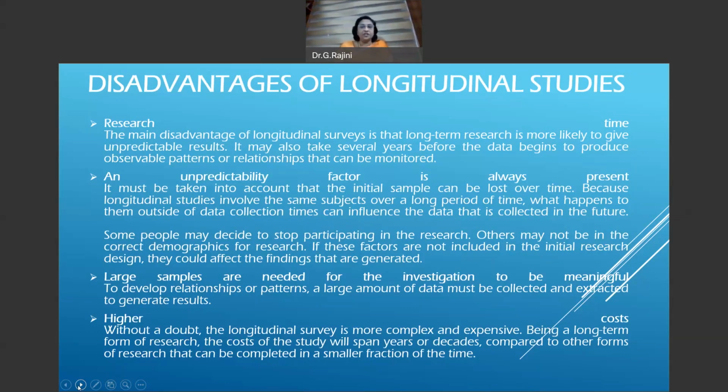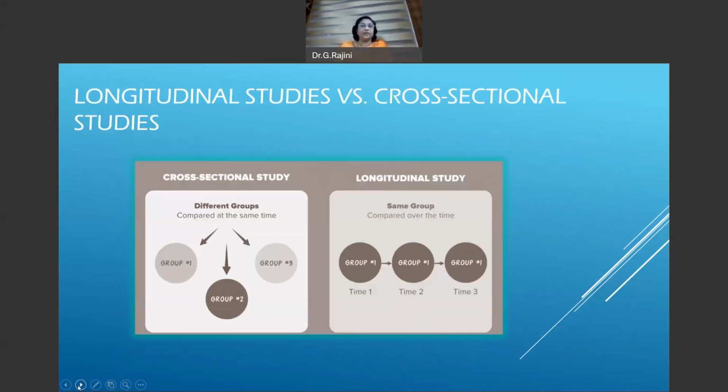To develop relationships or patterns, a large number of data must be collected and extracted to generate results. So higher, without a doubt, the longitudinal study is more complex and expensive. The cost is also very high. Being a long-term form of research, the cost goes for decades compared to other forms of research that can be completed in smaller fractions of time.